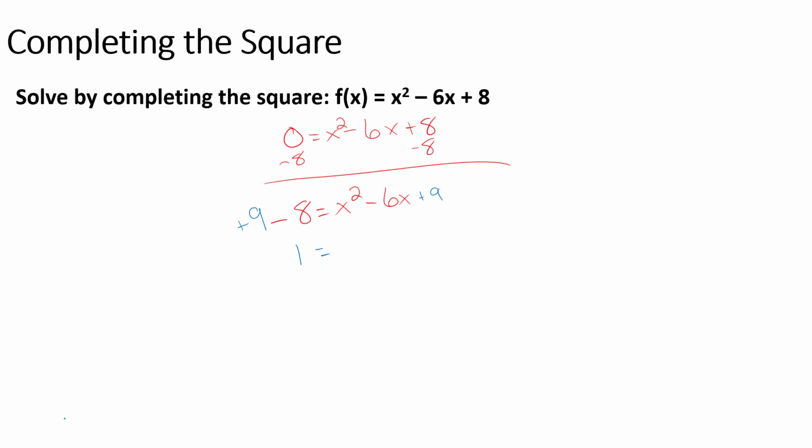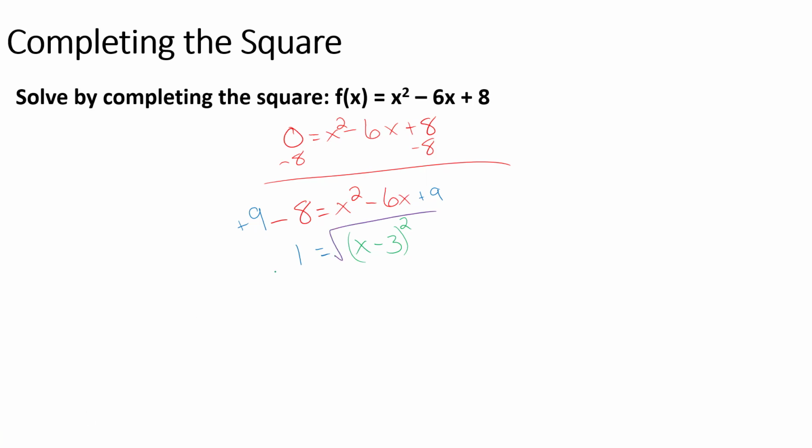our whole purpose of creating a perfect trinomial was that we know a perfect trinomial can be converted to a binomial squared. So x minus half of b, squared. Now at this point, we're solving a multi-step equation. It should be relatively familiar to you, but let's go ahead and finish it.